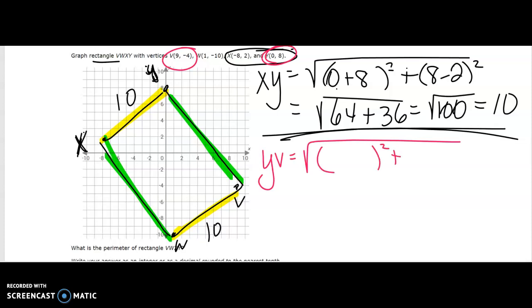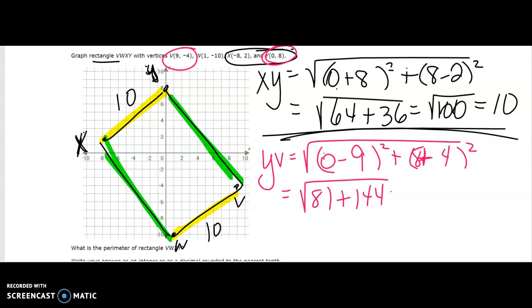The square root of something squared plus something squared. x2 is 0, minus x1 is 9, y2 is 8, minus y1 is negative 4, so it would be plus 4 right there. 0 minus 9 is negative 9. Negative 9 times negative 9 is 81. 8 plus 4 is 12. 12 times 12 is 144, which added is 225. And the square root of 225 is 15. So that's 15, and that's 15.